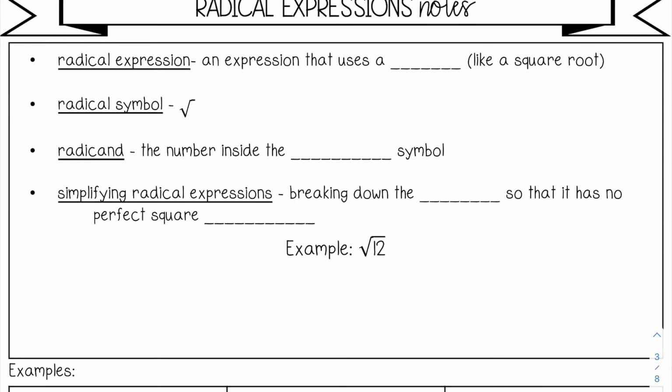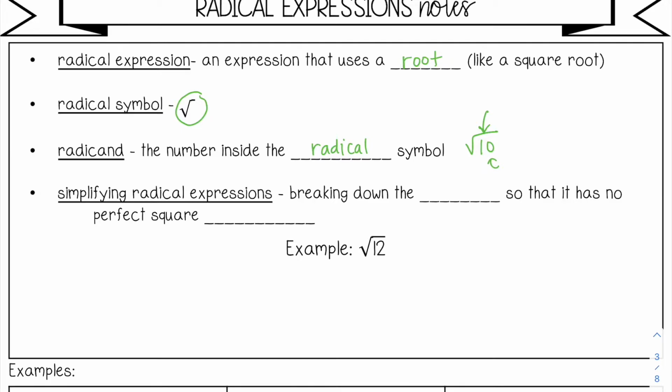Welcome to this lesson on radical expressions. A radical expression is an expression that uses a root, like a square root or a cubed root. And the radical symbol looks like this. The radicand is the number inside the radical symbol. So this is my radical symbol and this is my radicand.